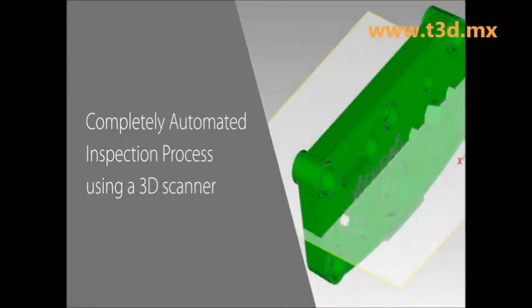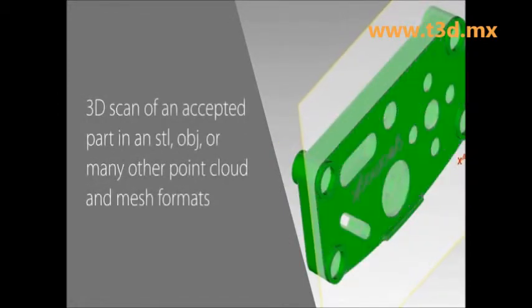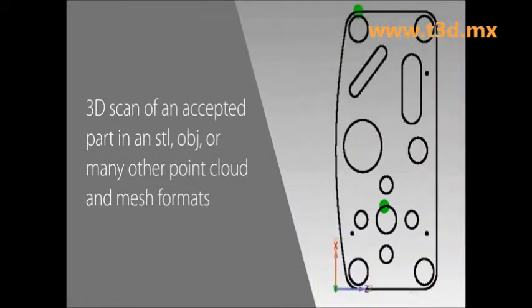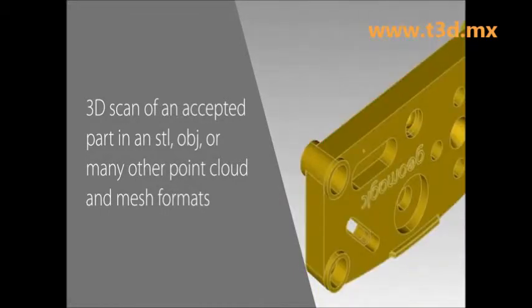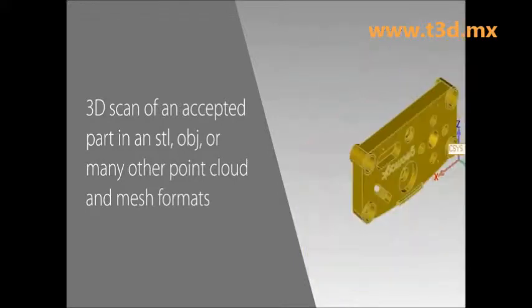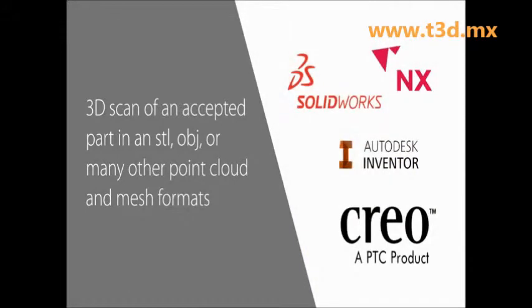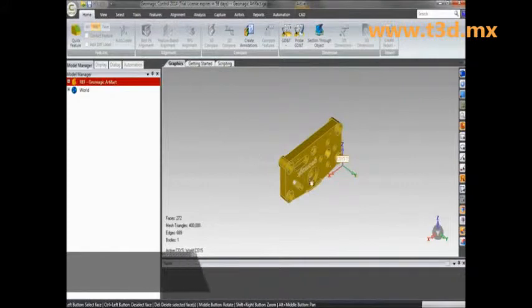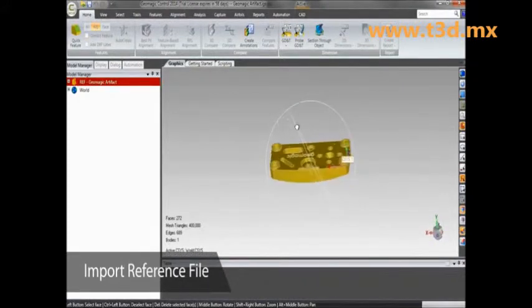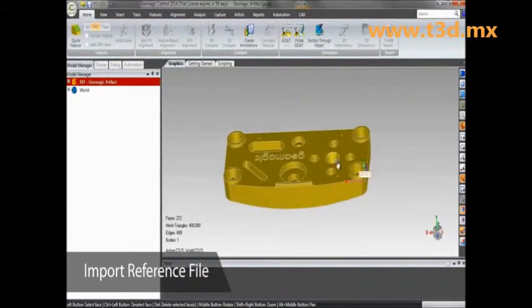quickly and accurately. The first step in setting up our automated inspection is opening a reference file. This can be a 3D scan of an accepted part in an STL, OBJ, or many other point cloud and mesh formats, or a body created in a program like SOLIDWORKS, CATIA, Creo, ProE, or Inventor. Control will open up files from those programs natively, or generic CAD formats like IGES and STEP, as is the case with the reference file here.